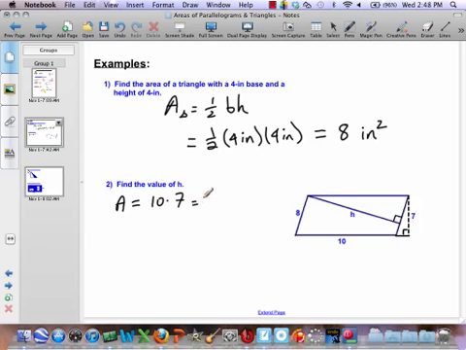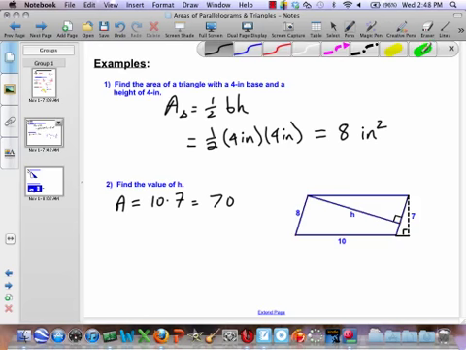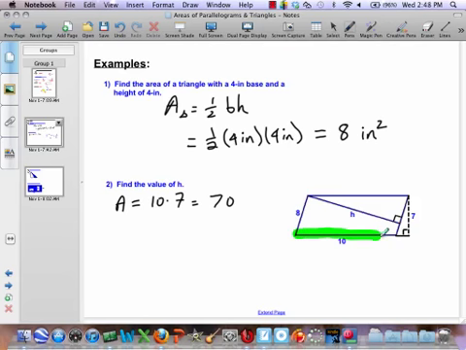10 times 7. I'm going to go with Connor on this one. Okay, Bree, I'll come back to you in just a minute. 10 times 7, which is 70. That's because my base is 10, and the height relative to that base is 7, correct?